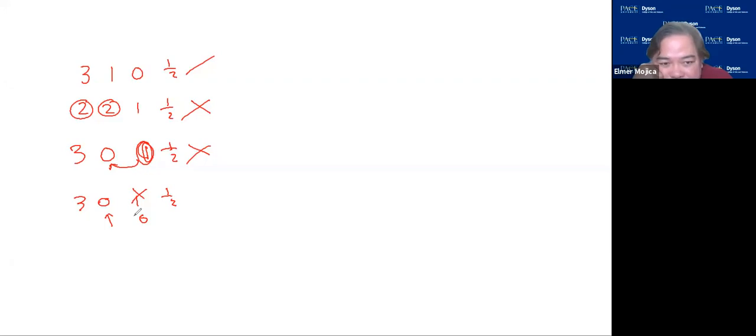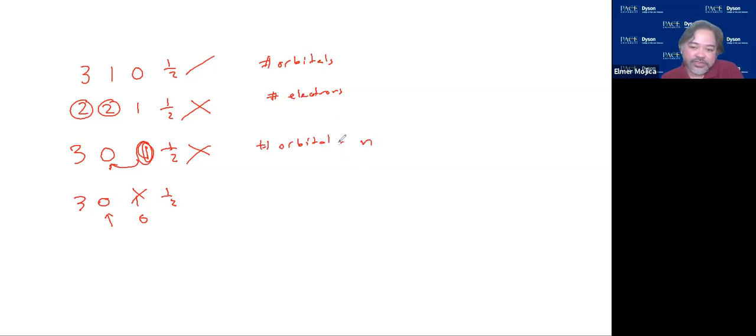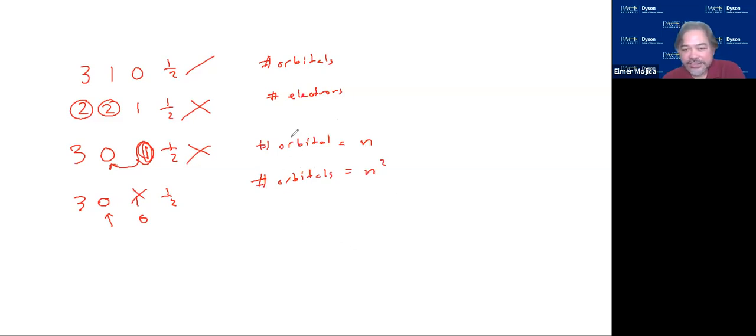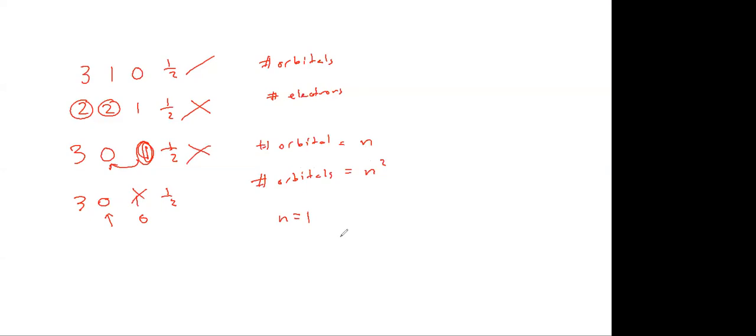Okay. So you have to know this thing here. Now you can also be asked about the number of orbitals and the number of electrons. So how do you know the number of orbitals if you're given the n? The number of orbitals is just equal to n squared. So if you're asked how many orbitals are there when n is equal to 1, your answer would be 1.